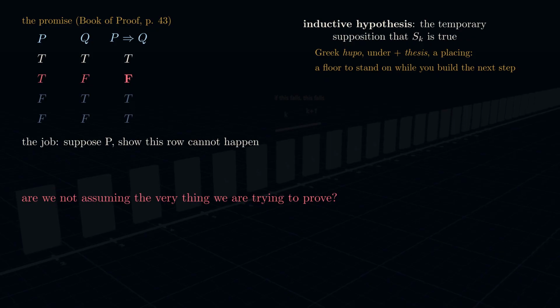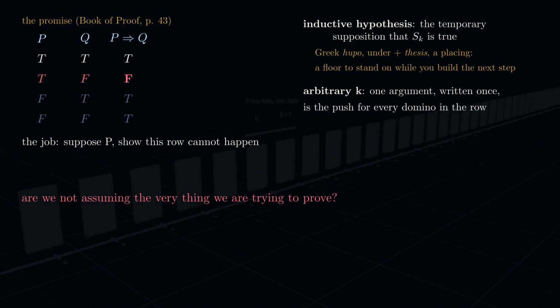One more thing, and it matters. K is not a particular number. Step 2 says, given any integer k at least 1. You do not get to pick a convenient k. You write the argument once for an unknown k, and because k was arbitrary, that one argument is the push for every domino in the row. That is what lets two finite jobs cover infinitely many statements.